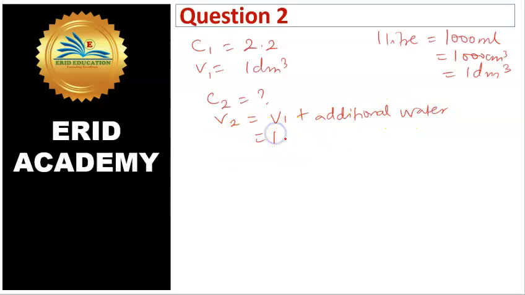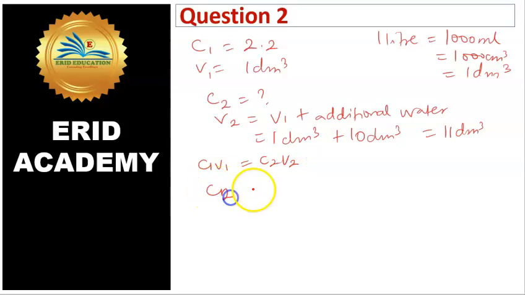So we have 1 dm³, which is 1 liter, plus 10 liters. Say 10 liters. That is your 10 dm³. So we have 11 dm³. So let's make C2 the subject of the formula. If you have C1V1 equals C2V2, therefore C2 will be equal to C1V1 over V2.